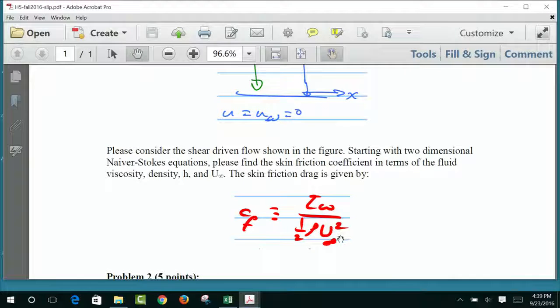So where are we going? We want the shear stress. Okay, what is the shear stress at the wall? It's mu, viscosity, multiplied by partial u partial y at the wall. The velocity gradient, not anywhere. No, it's partial u partial y at the wall.